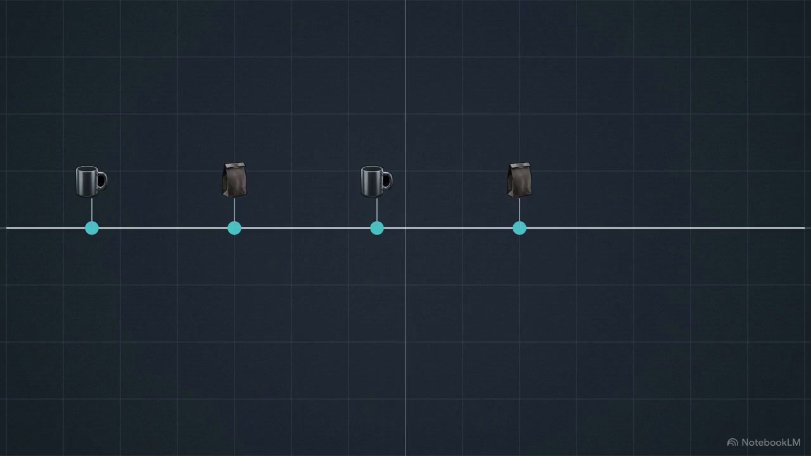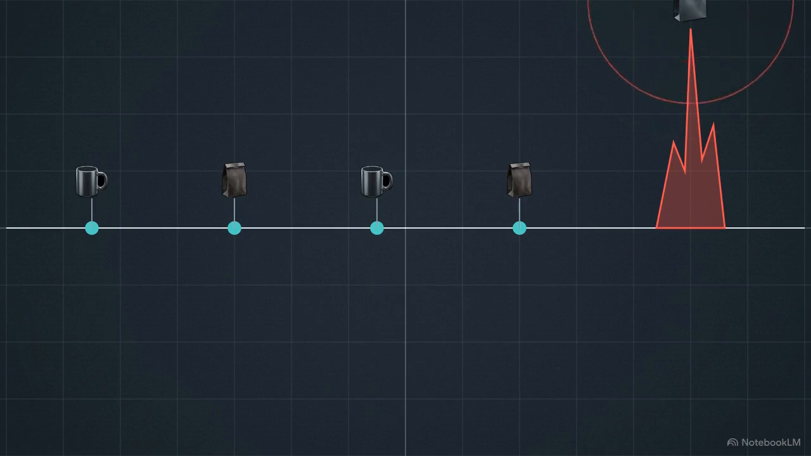This timeline chart illustrates the first concept powering that defense, anomaly detection. The model learns what your normal purchasing behavior looks like, establishing a baseline. When a large purchase suddenly appears in another country right after you bought local coffee, the system flags the transaction because it does not fit the established pattern.